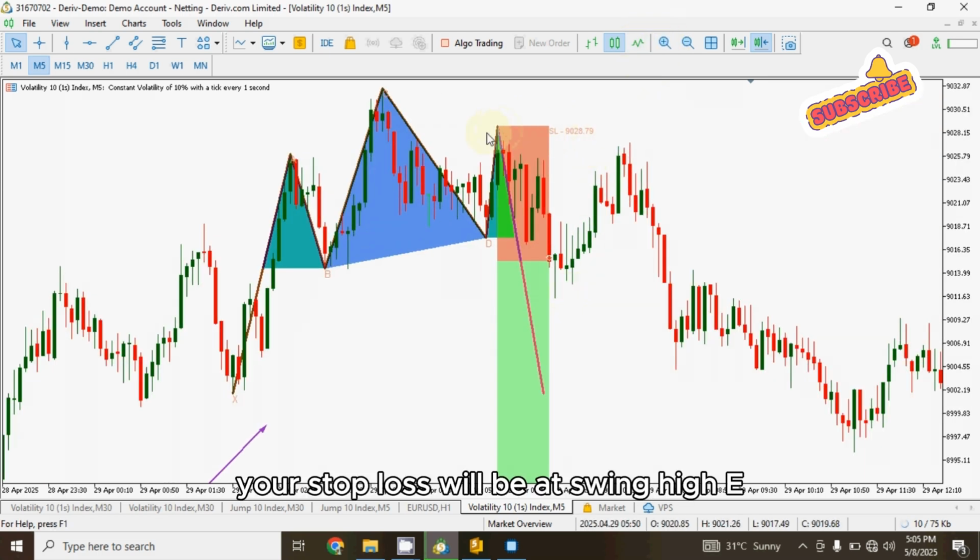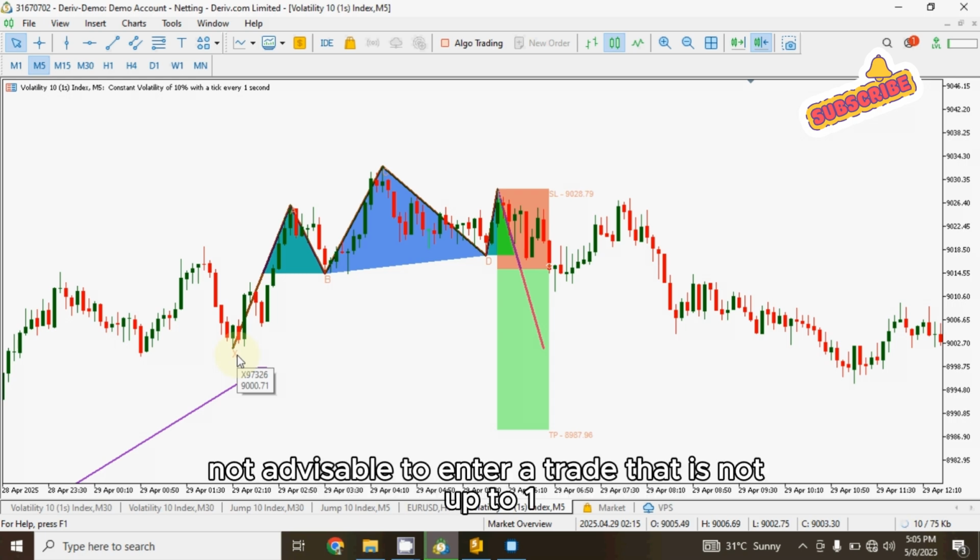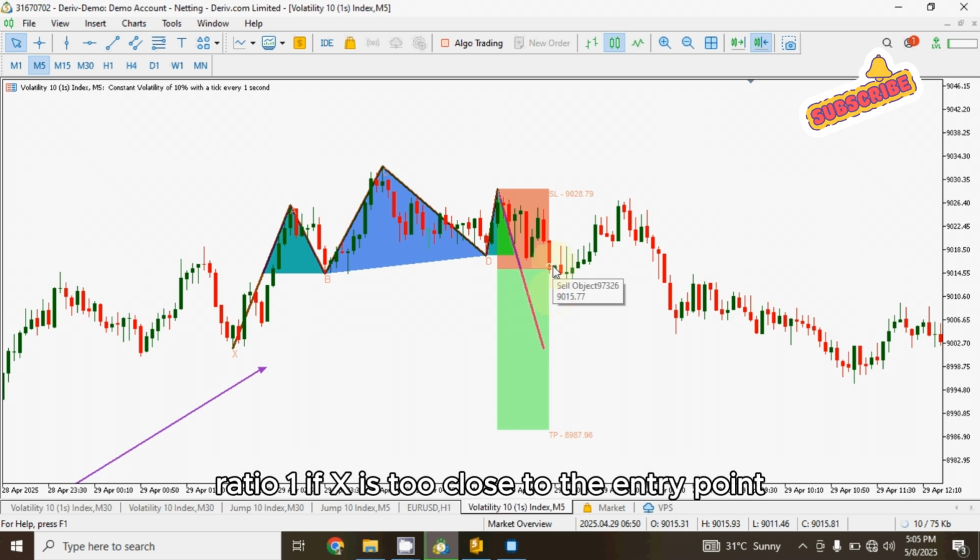Your stop loss will be at swing high, and your take profit will be at X. But you can see that in this case, the take profit was not placed at X, and the reason is because it is not advisable to enter a trade that is not up to 1:1.